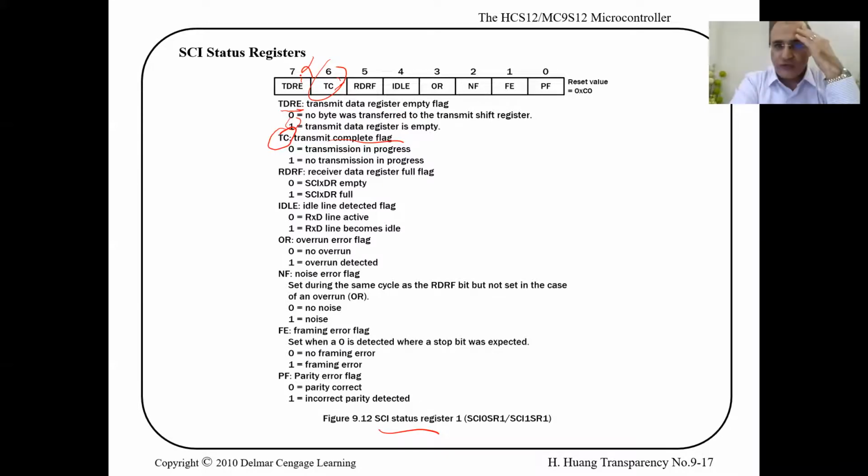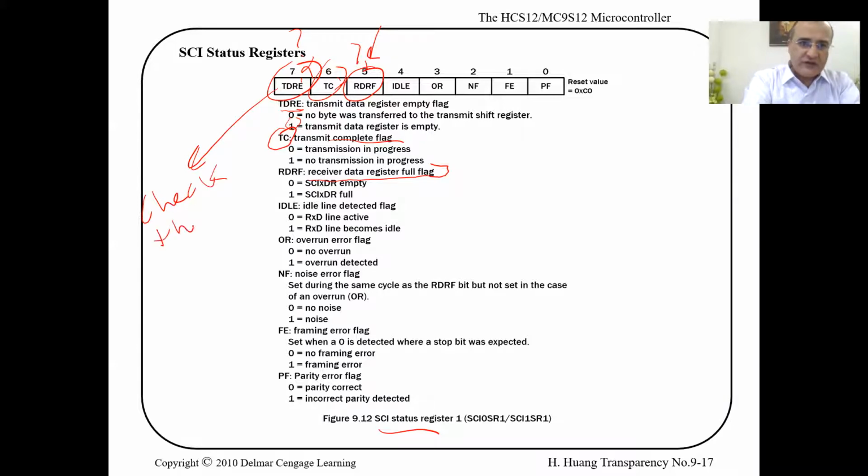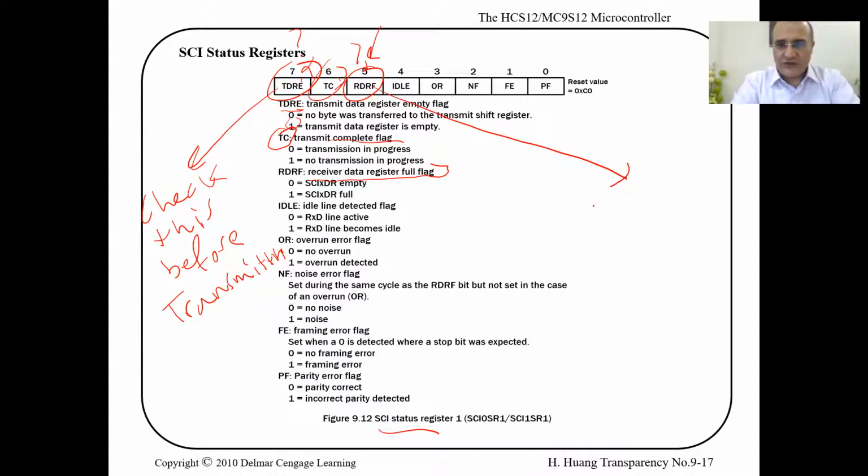And for the receive, to be able to know that you have received some data, the receive data register full flag, then the data register is full. Then this bit has to be one before I read my data, before I read this register. So this is something we need to check for. And this is something we need to check for. We check this before transmitting. And we check for this before reading.